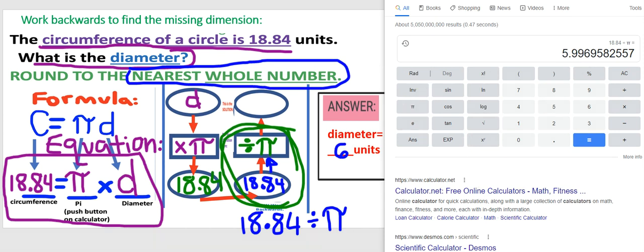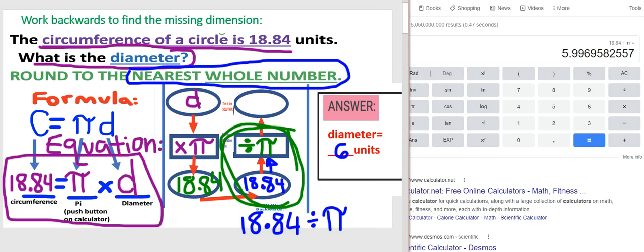So I hope this video was helpful for you. It is a little more challenging to work backwards and then have to put in the numbers and solve the equation. But if you practice a lot, you will succeed.